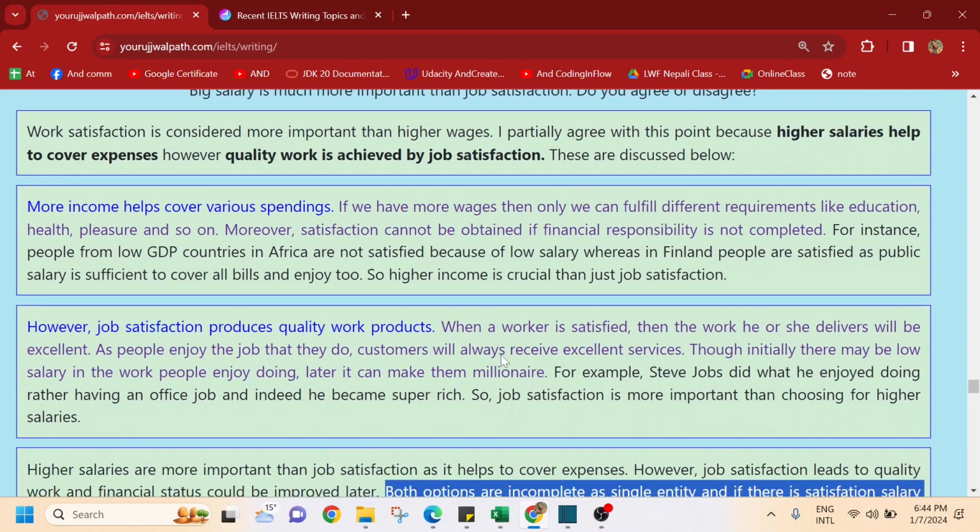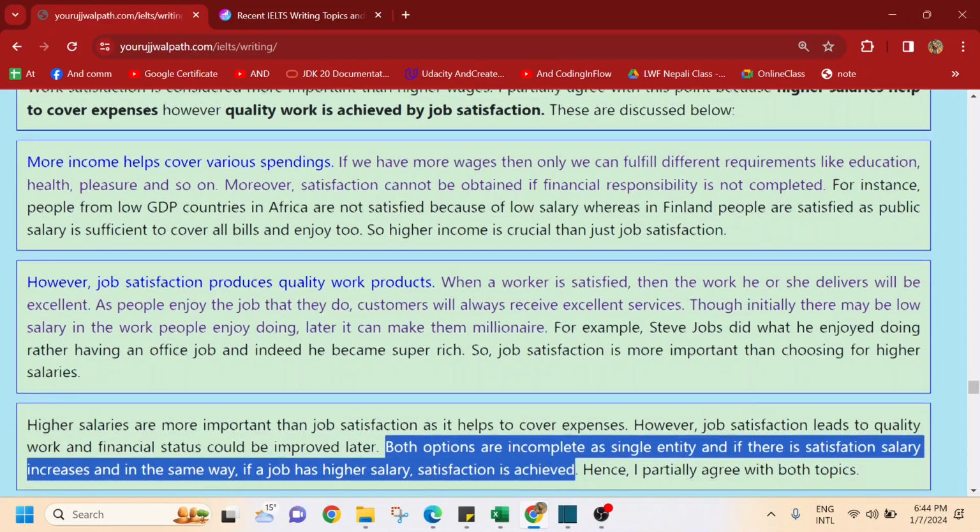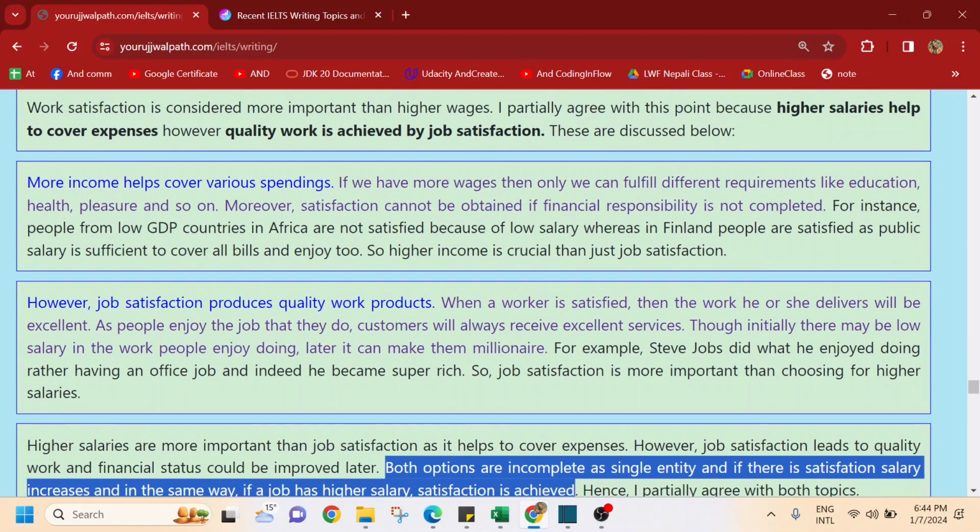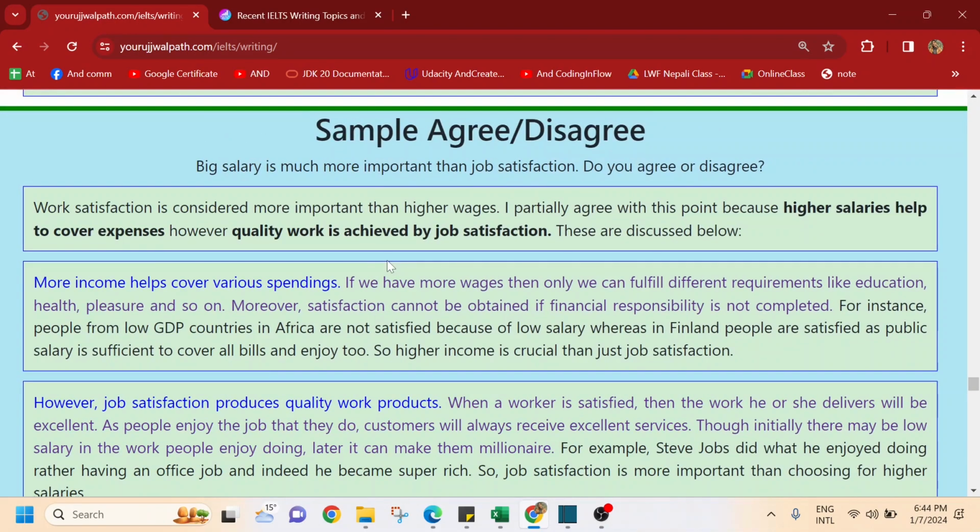Remember, you just need to provide your answers over here, and that answer has to be restated in your body paragraph and also in the conclusion. The way the main point would be judged is how convincing you are with your main point and the examples that you present to support your main points. That's about the agree disagree.